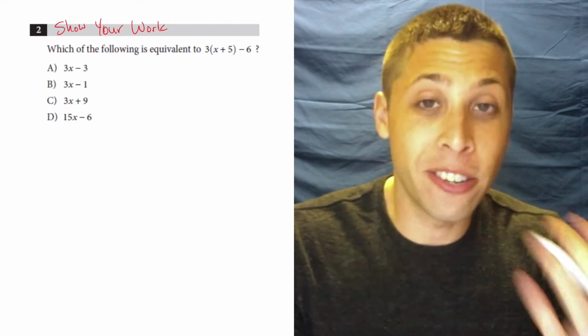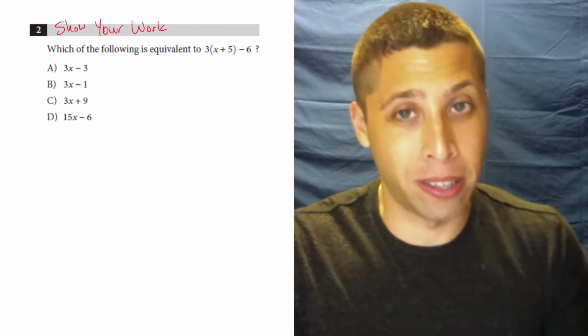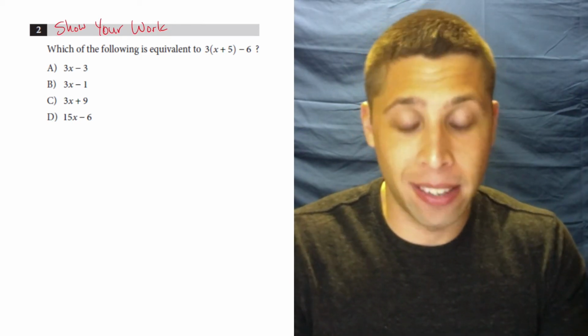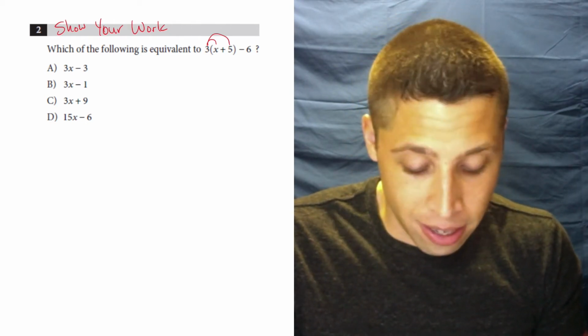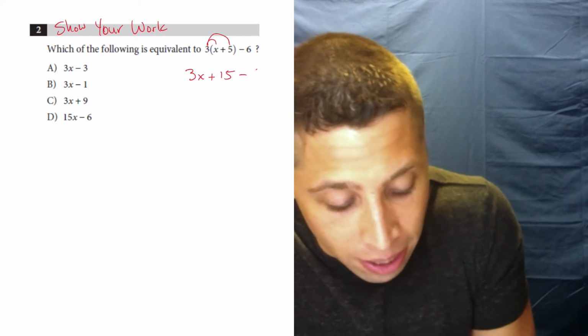So what do we need to do? Well, we have some parentheses there. We can't do anything inside of the parentheses because x and 5 are different numbers. They can't get added together, but we can distribute that 3 to both parts. So that'll get us 3x plus 15 minus 6.